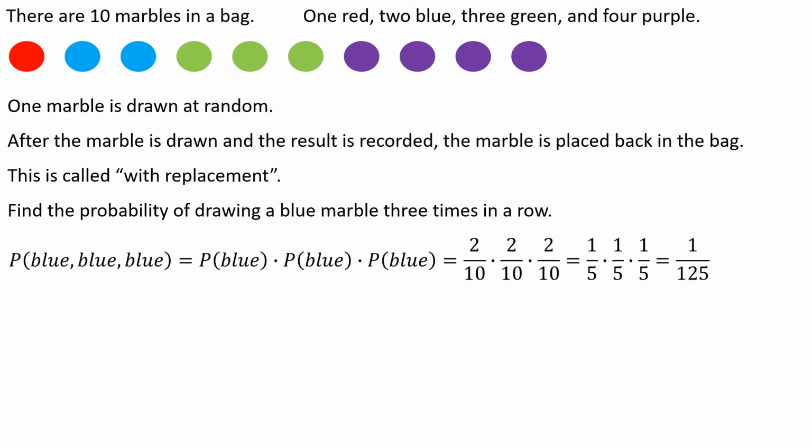Okay, well, if I want to get a blue marble 3 times in a row, well, 2 out of 10 are blue. So anytime I reach in there looking for a blue marble, if it's random, 2 chances out of 10. And of course that reduces to 1 over 5. And if I want it 3 times in a row, I end up doing 1/5 times 1/5 times 1/5, which is 1 over 125.